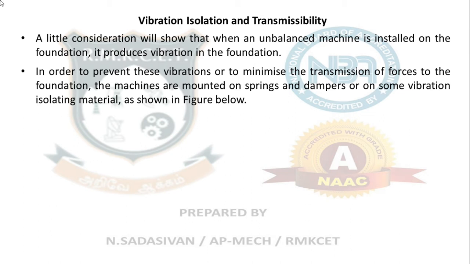So with this in mind, we will move into the procedure of the derivation. Very briefly, I will tell you, and then we will see some problems and wind up today's class. In order to prevent these vibrations or minimize the transmission of forces to the foundation, machines are mounted on springs. So you saw the foundation bolts, right? Into those bolts, I will put some springs along with some damping material like cork washers, rubber washers, and on top of that I will place the lathe.